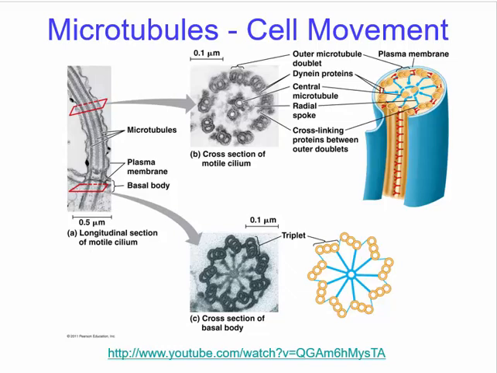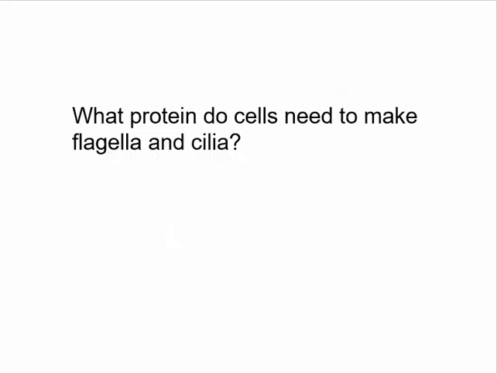All right, quick review. What protein do you need to make flagella and cilia? So you got to think back. What are these made out of generally, and what is that thing made out of? All right, so yeah, given the choices, they are made out of tubulin. That's what microtubules are made out of, conveniently named tubulin.